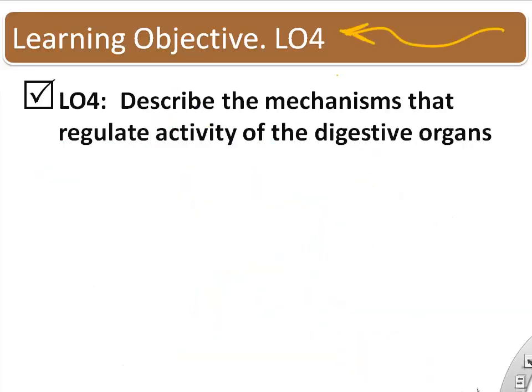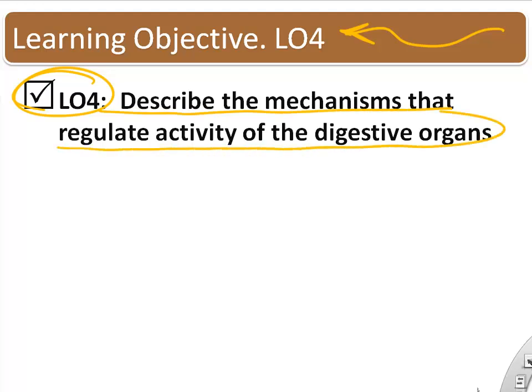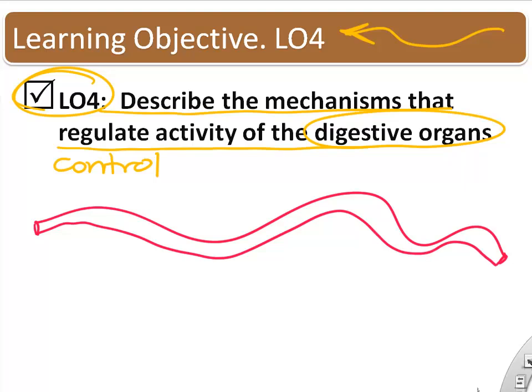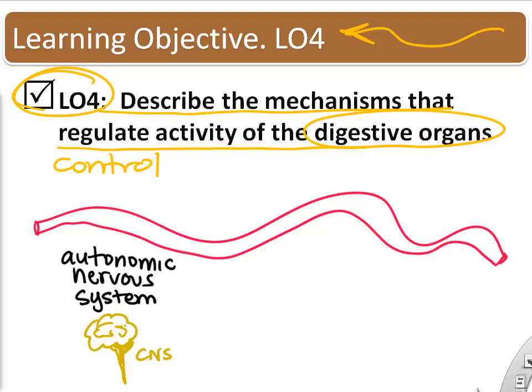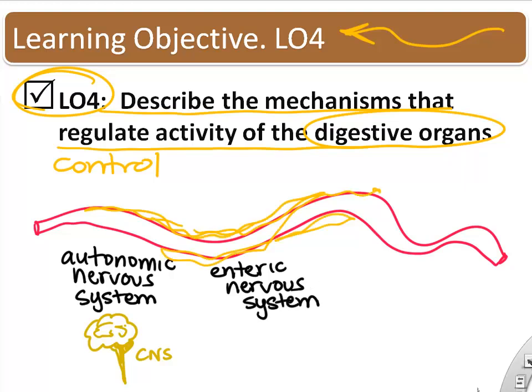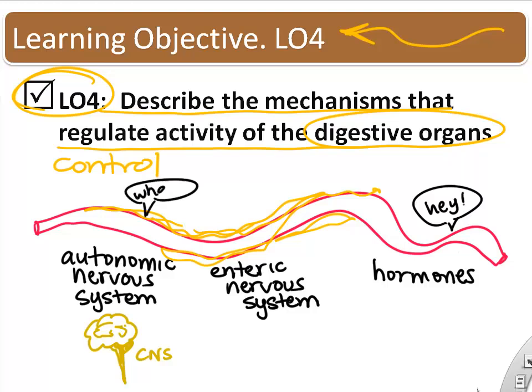So I just wanted to finish with a little bit about how we regulate the activity of all these digestive organs using things like our autonomic nervous system, the enteric nervous system, which is the gut's own nervous system, as well as hormones, which can signal around different parts of the gut. So from, say, the duodenum to the stomach, or even the duodenum to the brain.